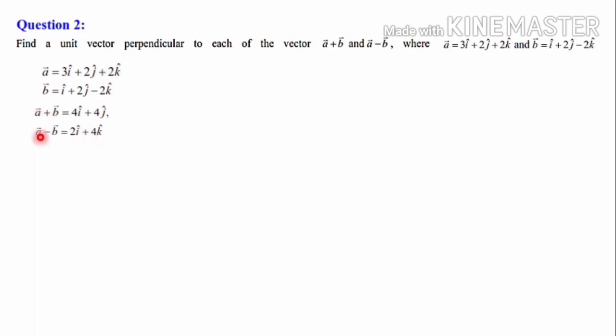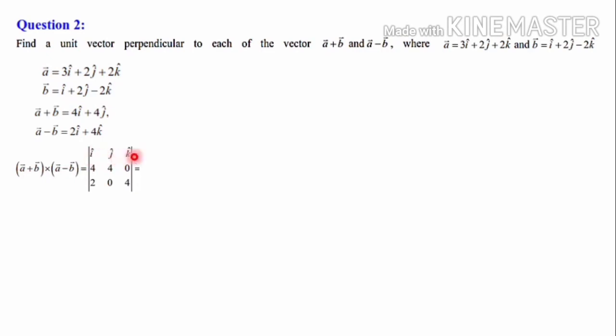So A plus B and A minus B we have got. Next, we have to take the cross product. As I said before, we have to find a vector which is perpendicular to these two vectors, which means we have to take the cross product of these two vectors. So vector A plus vector B cross vector A minus vector B is equal to the determinant.